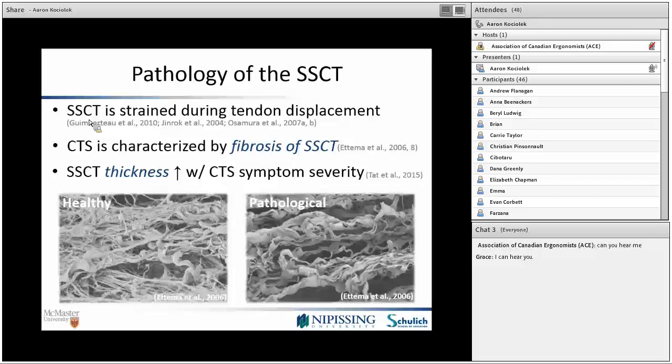This is particularly important because in carpal tunnel syndrome, the most common physiology we find is actually fibrosis, or thickening and hardening, of the SSCT. We also see that the thickness increases with the severity of the symptoms. So when we look at where the damage is, right next to or adjacent to the tendon, this again shows us that tendon sliding or tendon shear seems to be a really important part of the injury cascade that would eventually lead to the development of carpal tunnel syndrome.